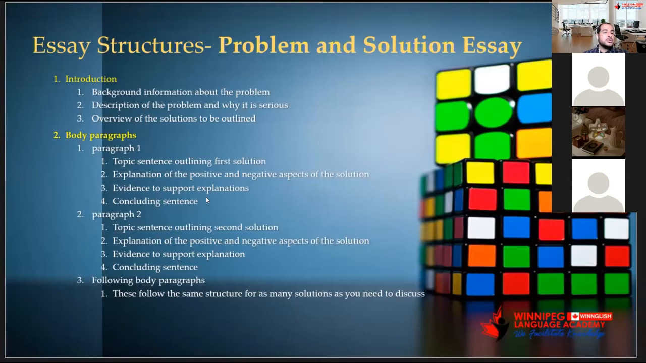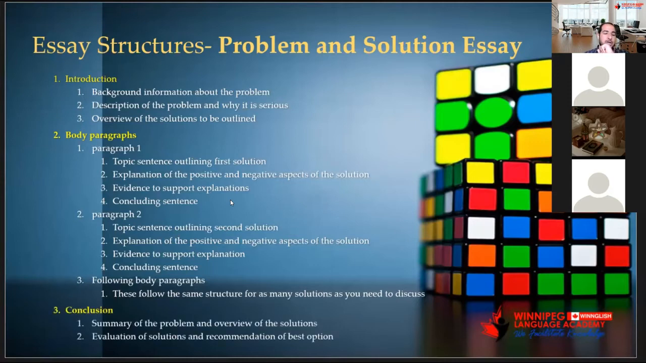And then you conclude with a sentence. This just wraps up this solution. Or you could also make it a transitioning sentence by telling the reader that this is not the only solution, and you will have other solutions in the coming paragraphs.